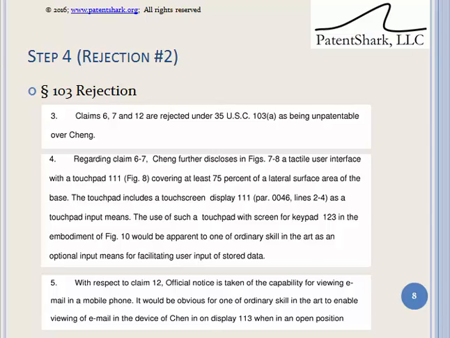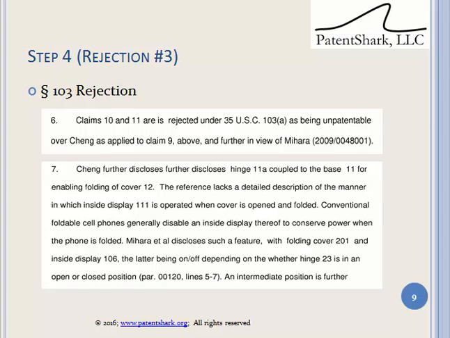Now let's briefly discuss the third rejection applied by the examiner. Once again, this is also a 103 rejection, which is an obviousness rejection. Claims 10 and 11 were rejected under 103 as being unpatentable over Cheng in view of Mihara.